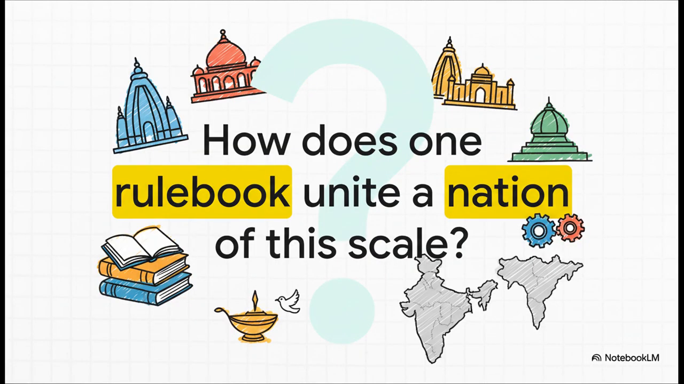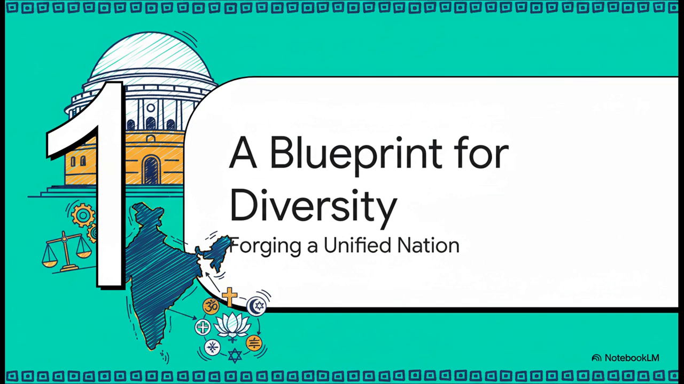So that brings us to the big question, right? With so much diversity, we're talking different languages, religions, cultures, how can one single rulebook possibly hold everything together? Well, the answer lies in the really clever design of its core principles. Let's think of the Constitution as a master plan, a blueprint that was specifically drawn up to manage all this diversity while still building a single, unified nation.